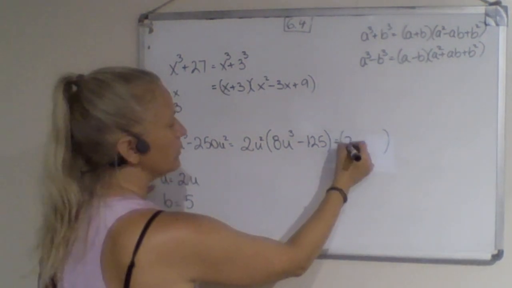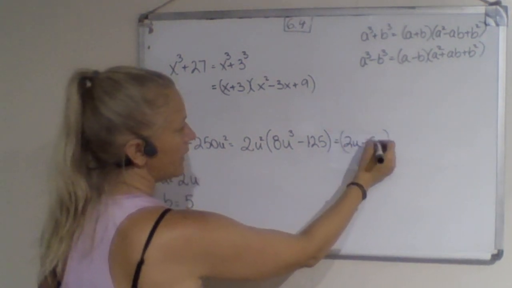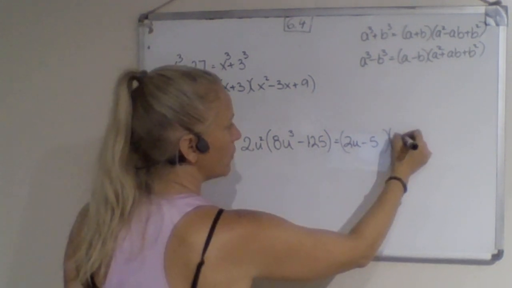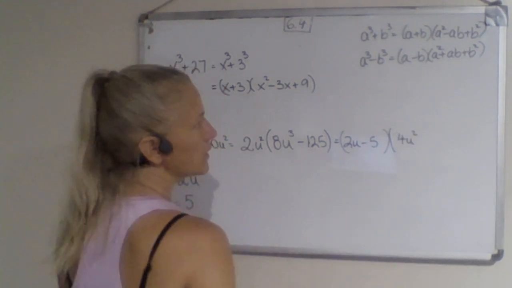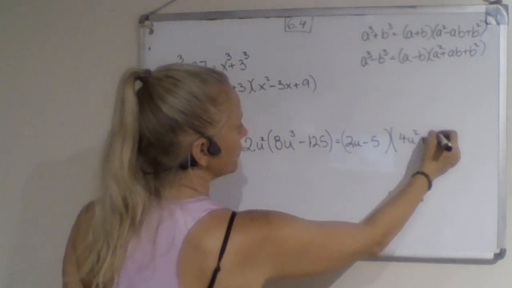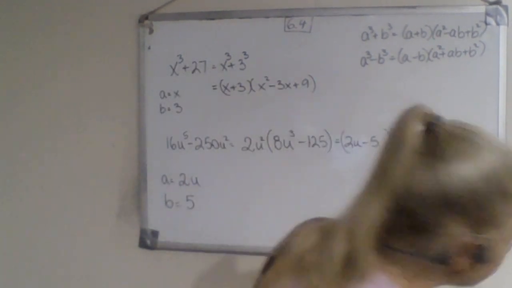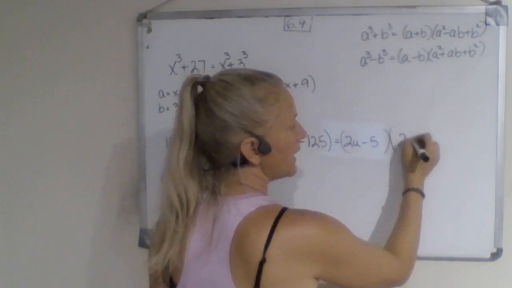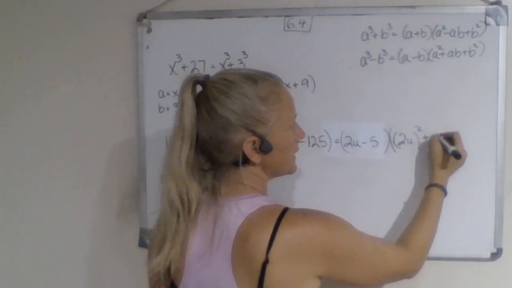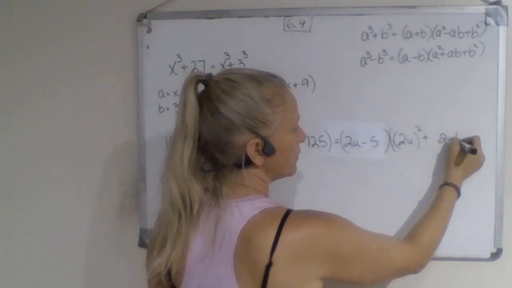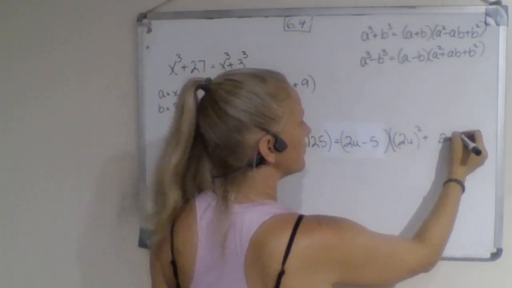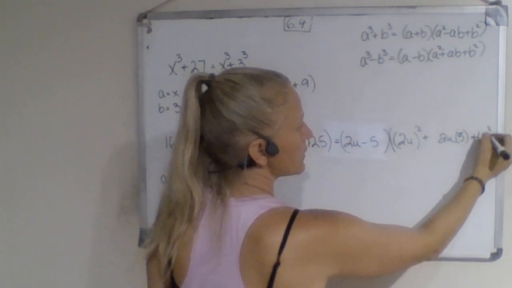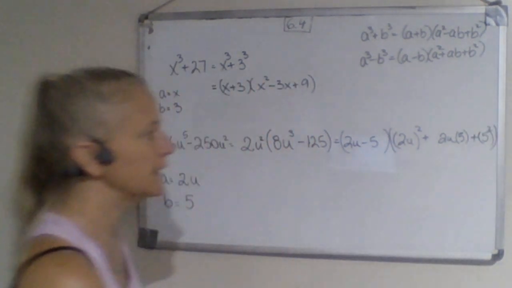This becomes 2u, that's my A, minus 5, parenthesis, 2u squared, which is 4u squared, plus 2u, let's not skip steps. I don't want to confuse you. I'm going to actually do it the right way. 2u, which is A, all squared, plus 2u times 5, plus 5 squared or b squared, correct? We just plugged in everything we know.